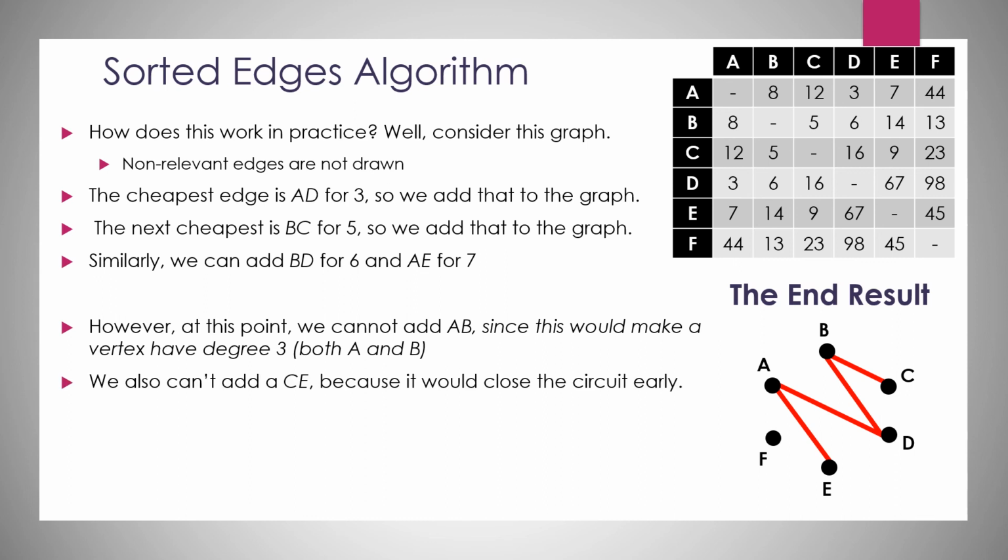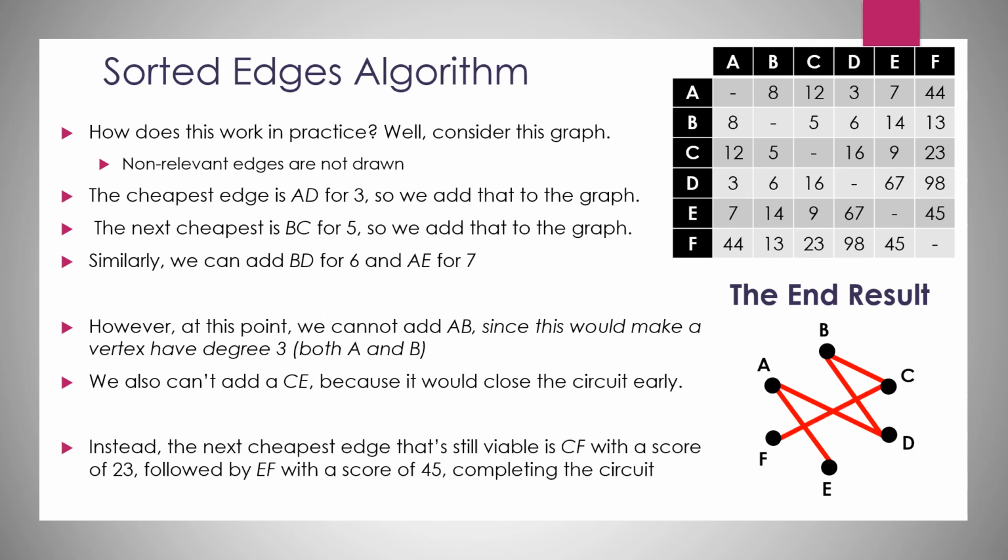So then we say, well, what about CE? That's next up. That's 9. Well, CE is also impossible, because what would happen is I would close the circuit, and I would close the circuit early. So actually, my options are incredibly limited. So instead, I have to go all the way to CF, which has a score of 23, and end with EF, which has a score of 45.